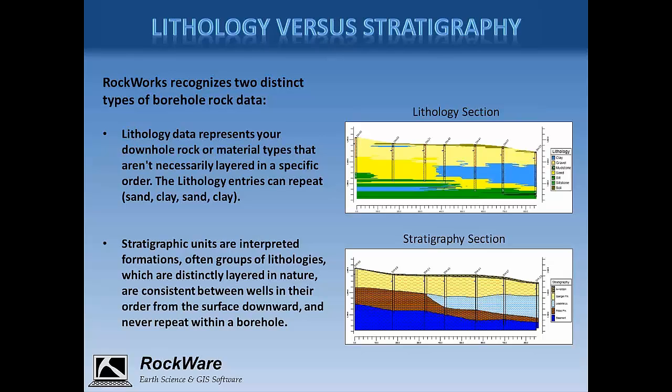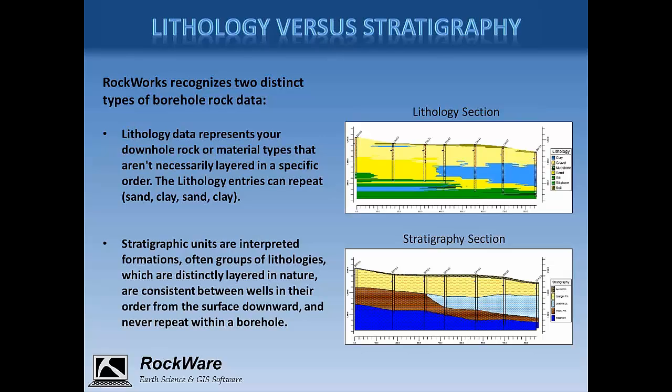Stratigraphy, on the other hand, is your correlated units or your geological formations. These are often groups or packages of lithologies that can be correlated across at least some of the project area. I've found that one of the easiest ways to describe the differences between the two data types is to view a cross-section, so I've displayed some here.